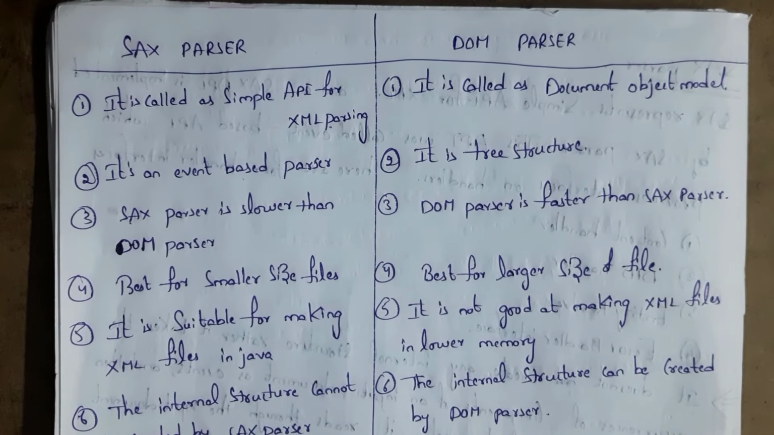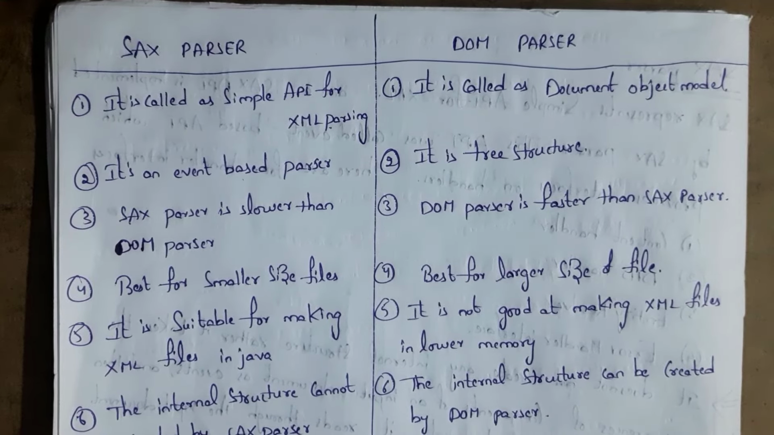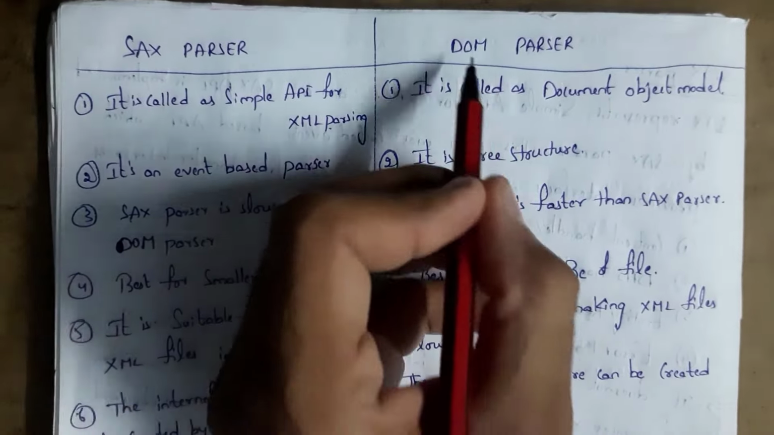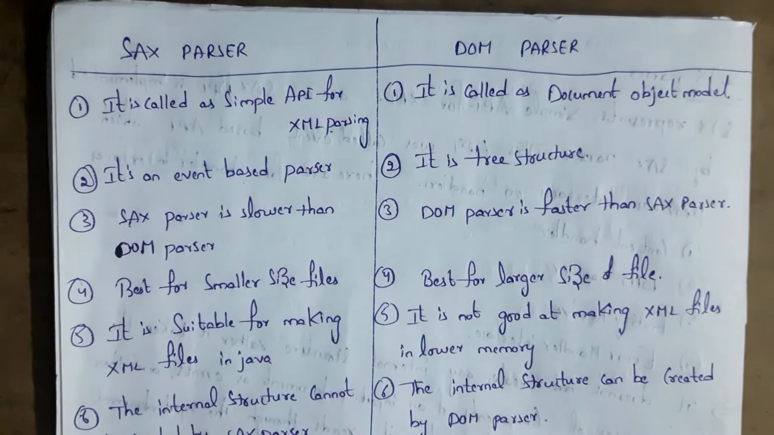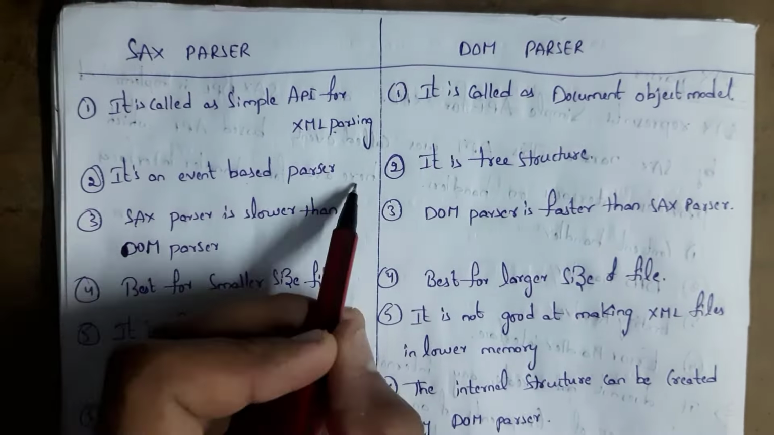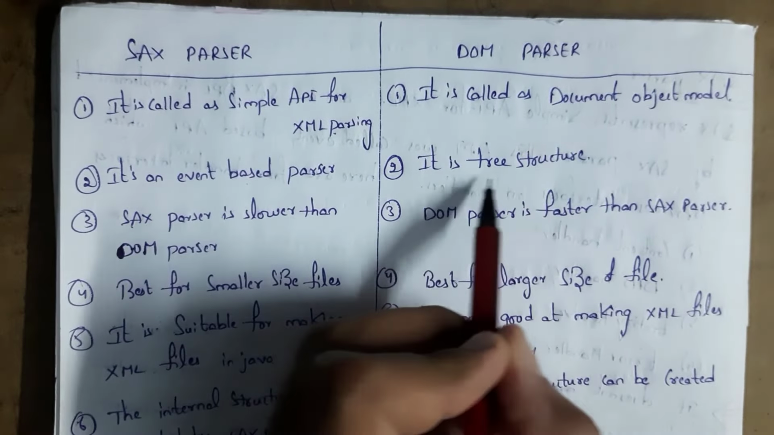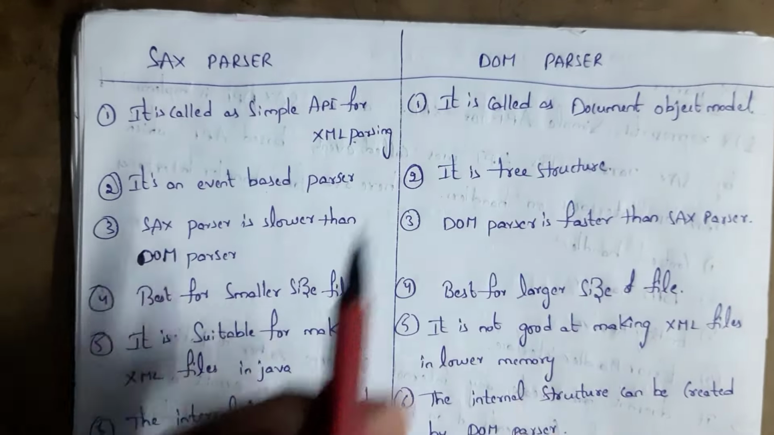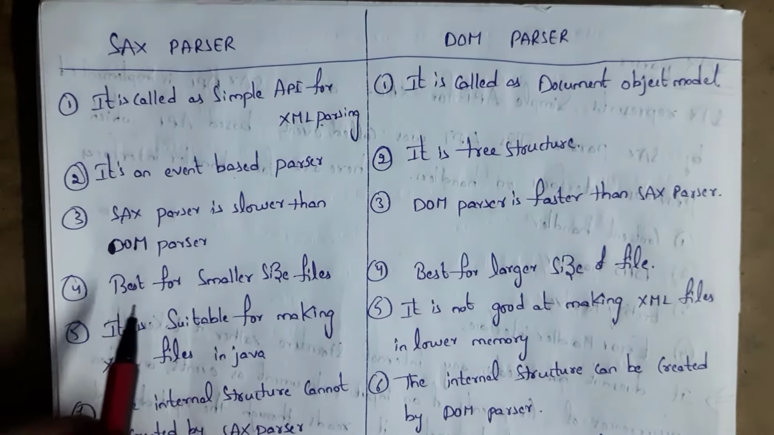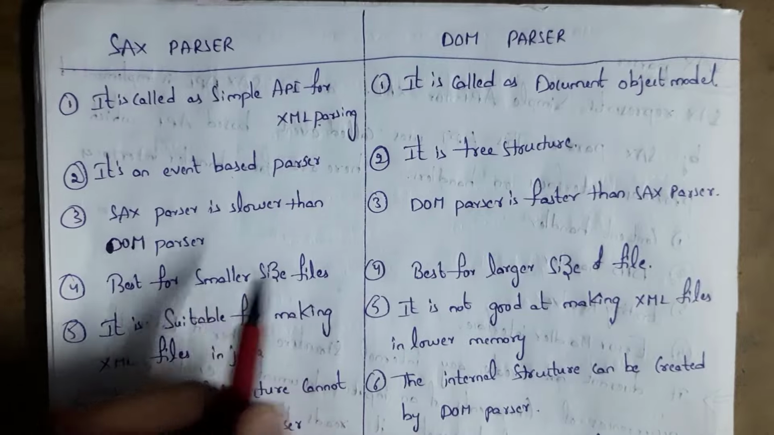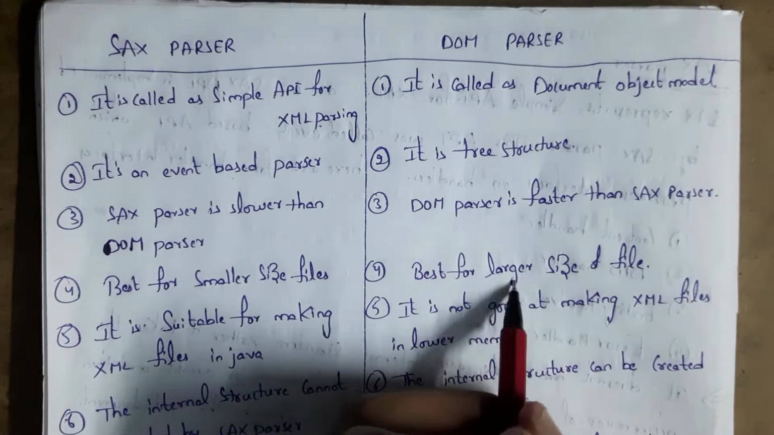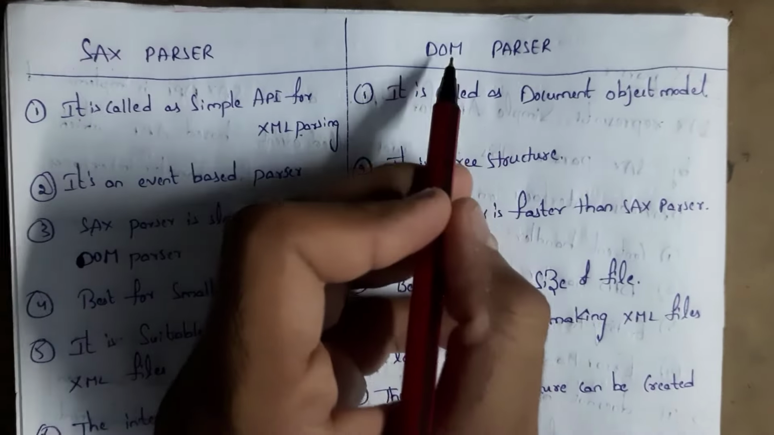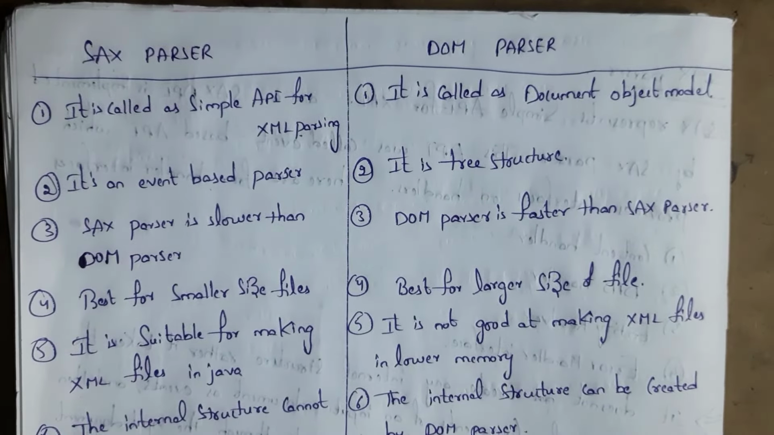We will discuss the difference between SAX parser and DOM parser. SAX stands for simple API for XML, whereas DOM stands for document object model. This one is an event based parser, whereas DOM is tree structure. SAX parser is slower and this DOM parser is faster. SAX parser is suitable for only small size files, whereas DOM parser is suitable for large size files. SAX parser is suitable for making XML files, but DOM parser is not suitable for making XML files.